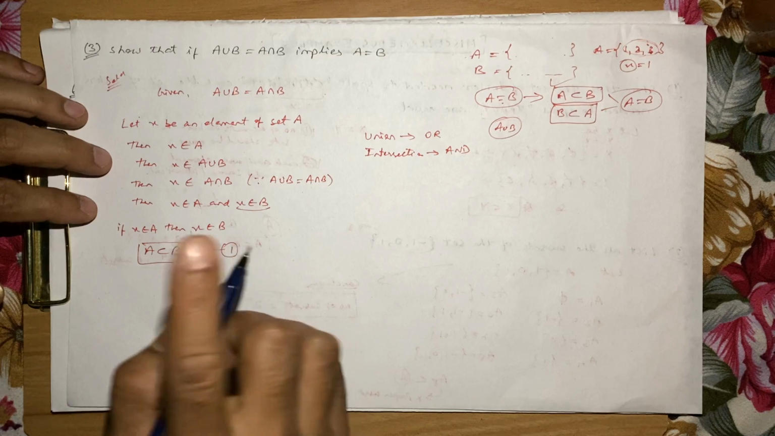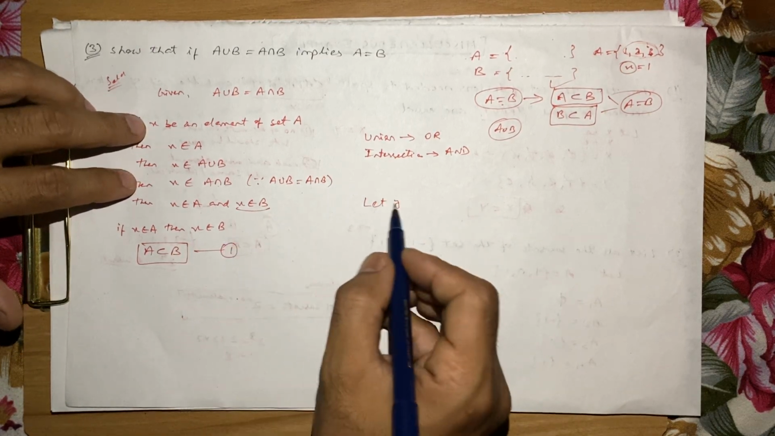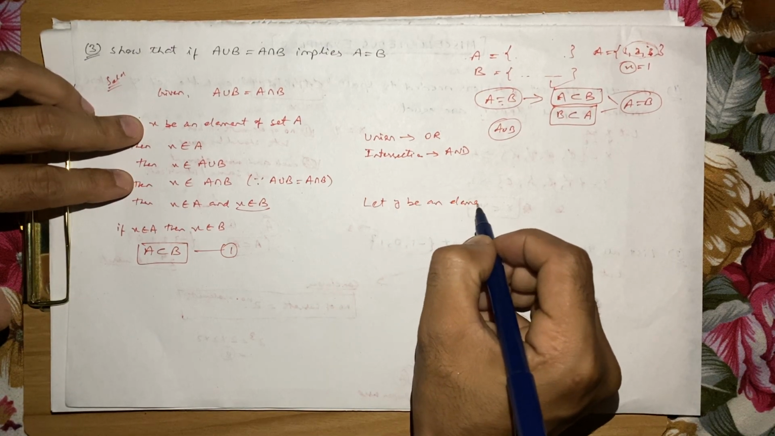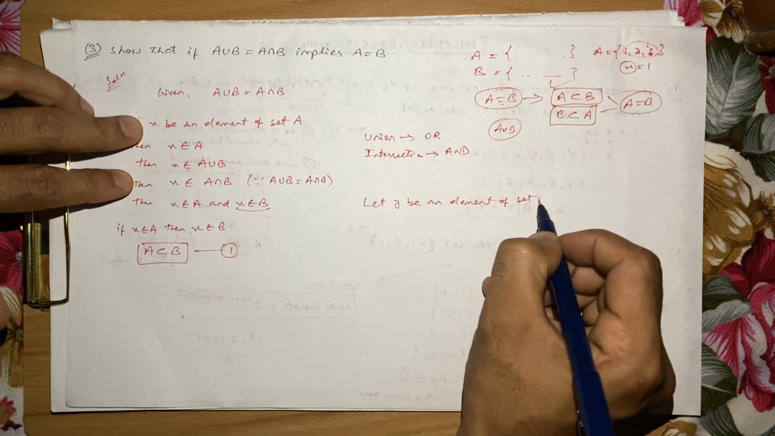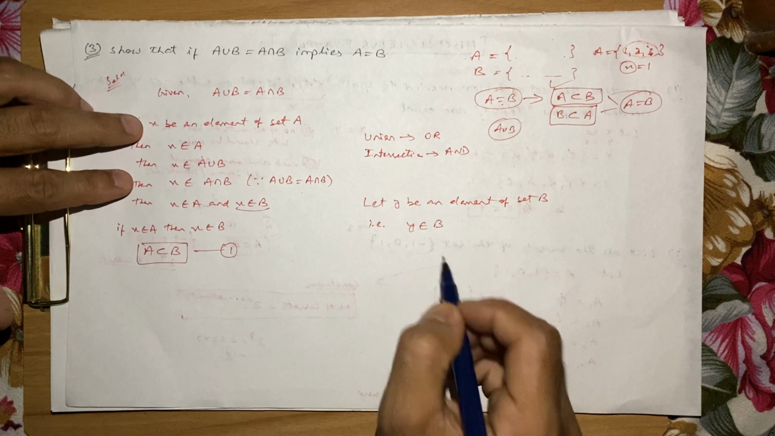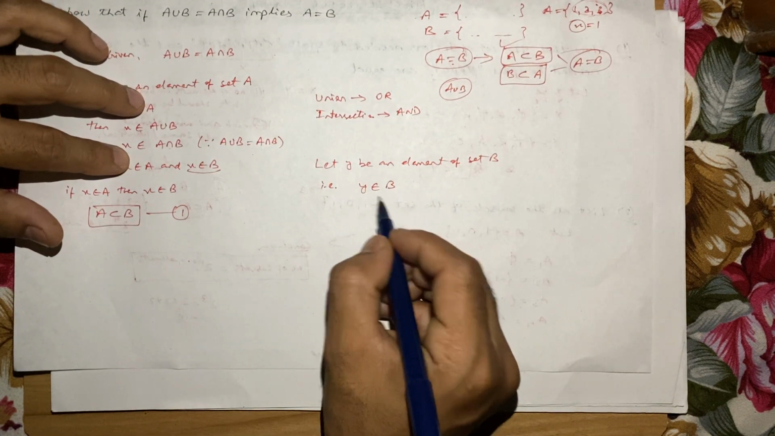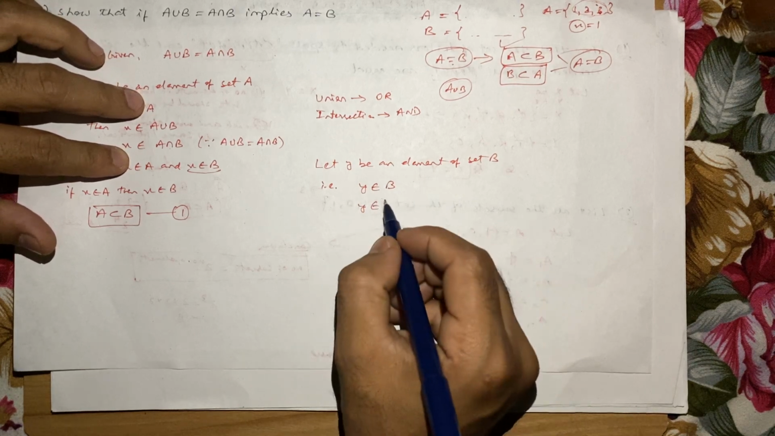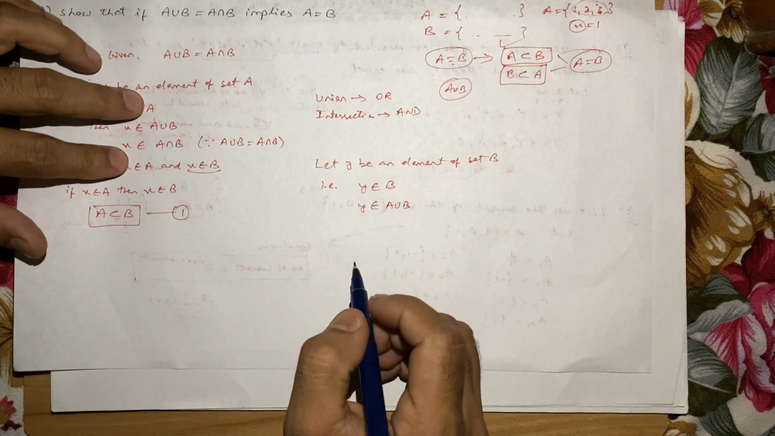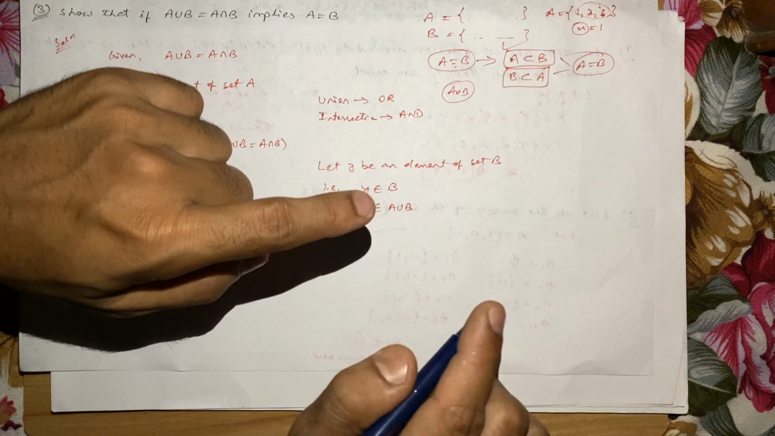Now let's take an element from the set B. Since I took X before, I'll take Y here. Let Y be an element of set B. That is, Y belongs to B, right? Y is an element of the set B. Now if Y is an element of the set B, then Y will obviously be an element of A union B. So Y belongs to A union B also, right? Because the union of A and B has all the elements of A as well as B.